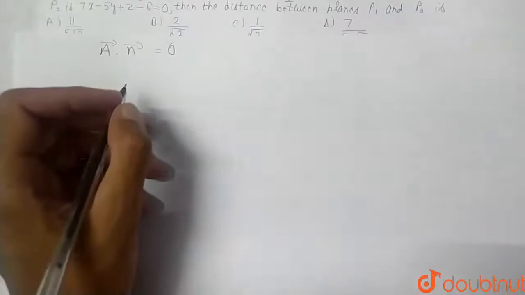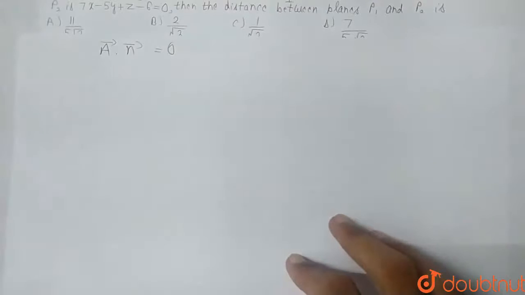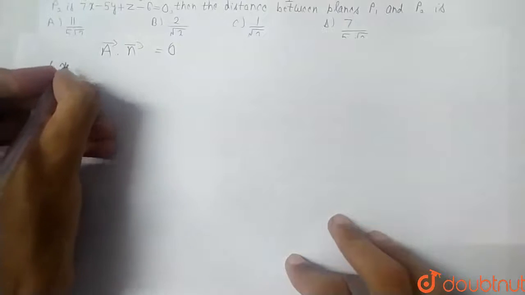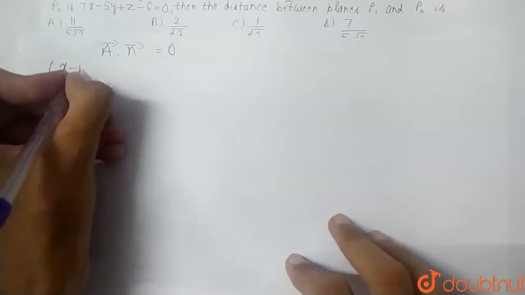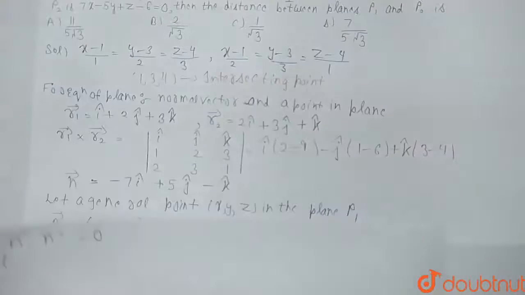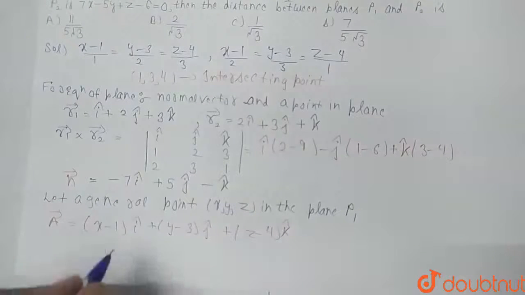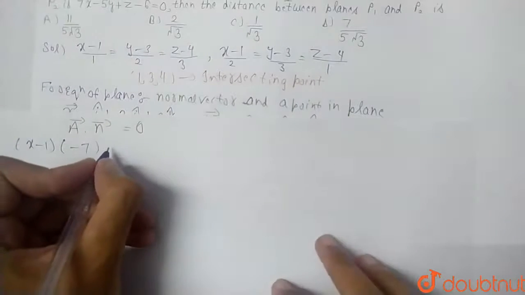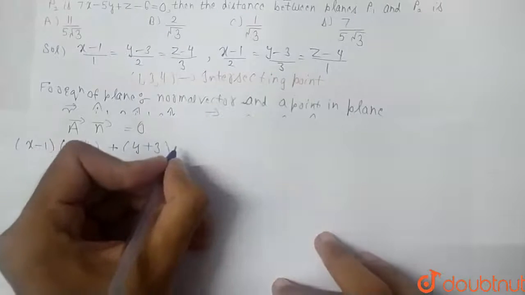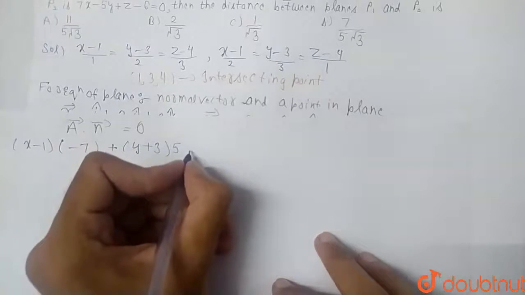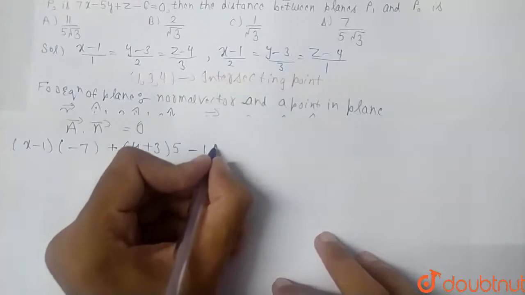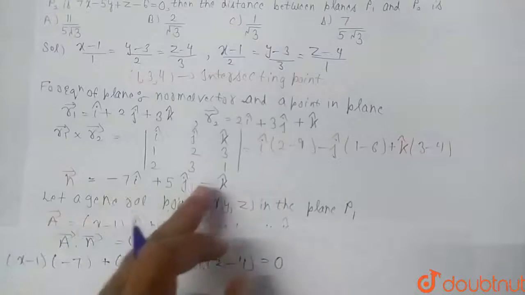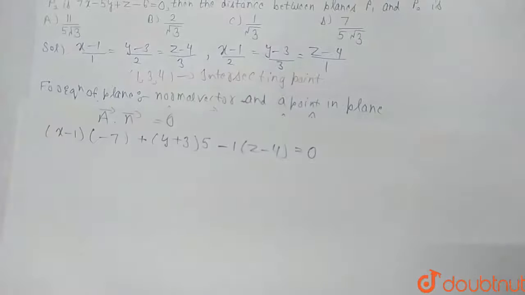So if we do the dot product of these two vectors, we have first x minus 1 into the coefficient of i cap, x minus 1 into minus 7, then plus y minus 3 into 5, then minus 1 into z minus 4. This is equal to 0. So we do the dot product of this with this.